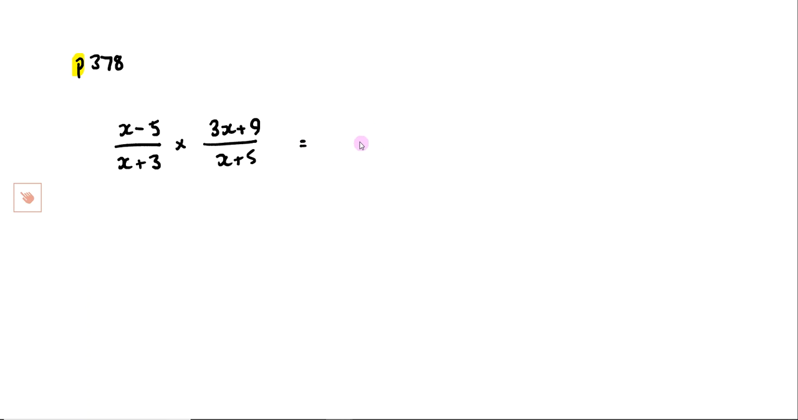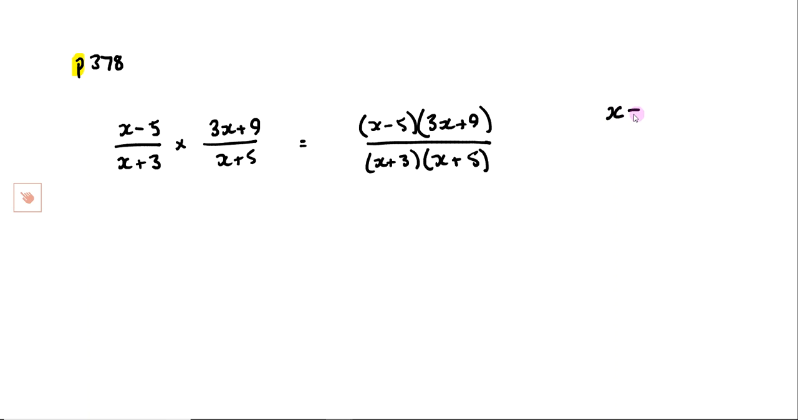Okay. So we can first off do x minus 5 multiplied by 3x plus 9, all divided by x plus 3 and x plus 5. All right. So what should we do first before we do anything else? Expand. X cannot equal 3. -3 and -5. X cannot equal -5 and -3. Sorry.